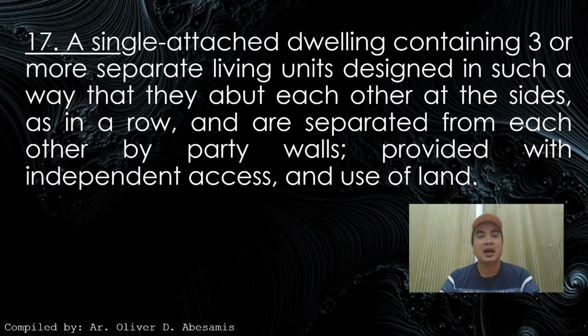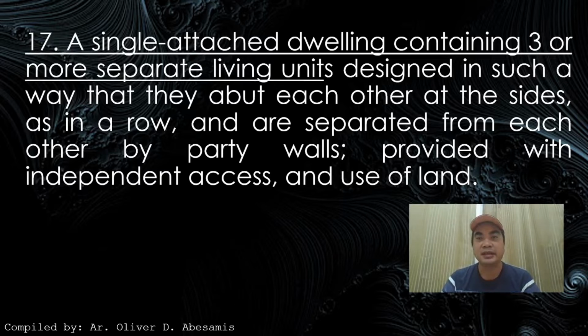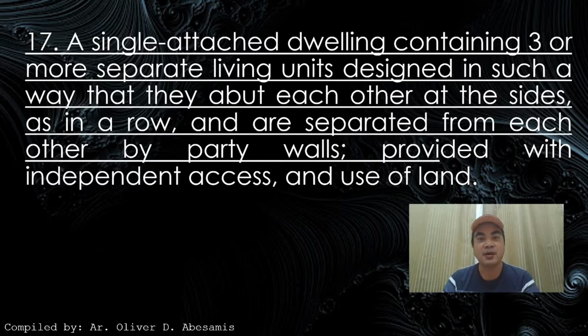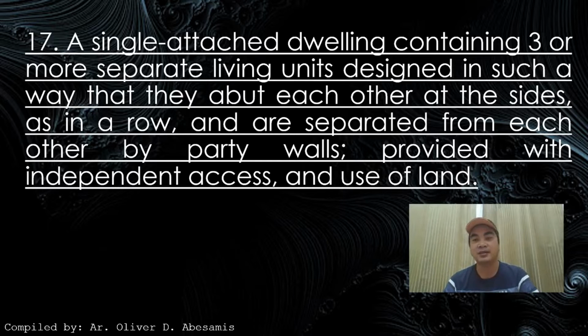17. A single attached dwelling containing 3 or more separate living units designed in such a way that they abut each other at the sides, as in a row, and are separated from each other by party walls, provided with independent access and use of land.